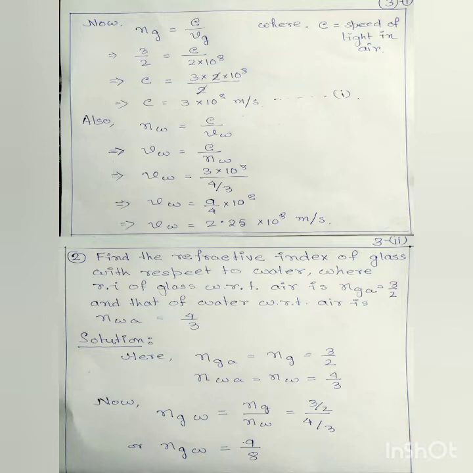Now let us discuss one more numerical related to refractive index. Find the refractive index of glass with respect to water, where refractive index of glass with respect to air is 3 by 2 and that of water with respect to air is 4 by 3.